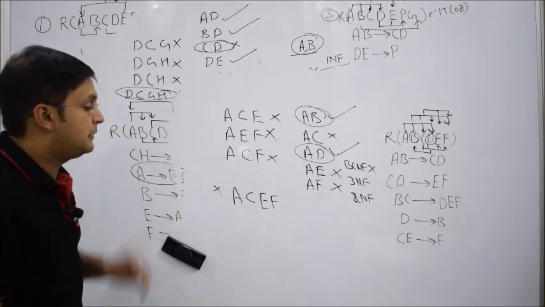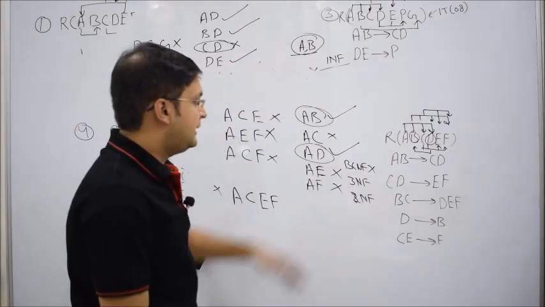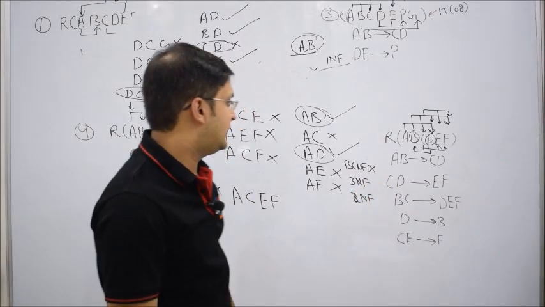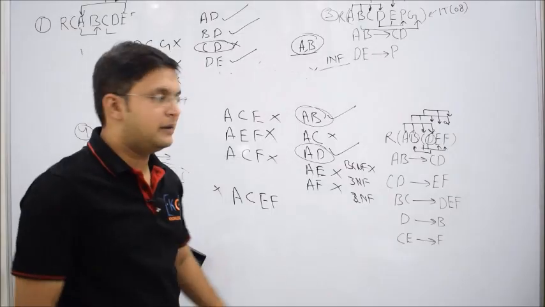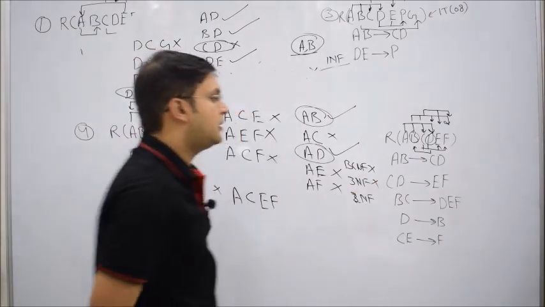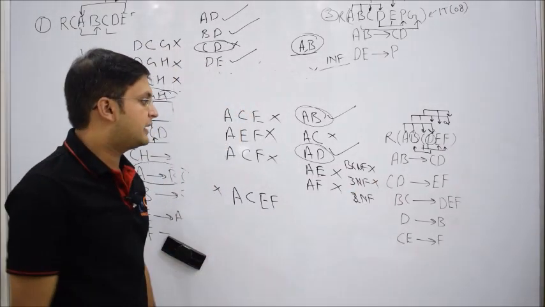Then let me check third normal form. AD is already checked, CD is not a candidate key, but E and F, are they prime attributes? No, E and F are not prime attributes, so it is also not in third normal form. Now let me check the last one, second normal form.